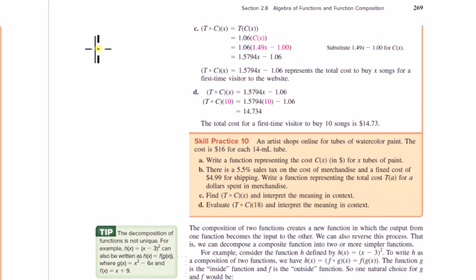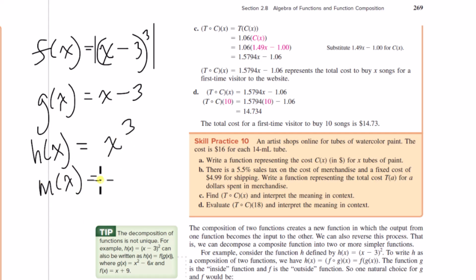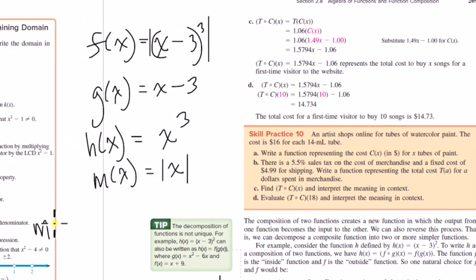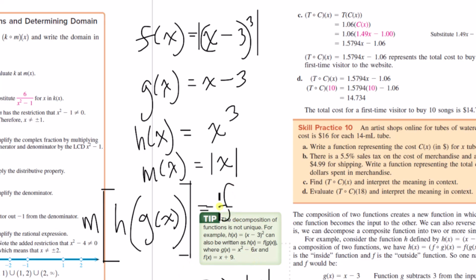Or you could extend this, but you could say, if you had the absolute value of x minus 3 cubed, so g of x is equal to x minus 3, h of x is equal to x cubed, m of x is equal to the absolute value of x, then you would have m of h of g of x. That's equal to f of x.